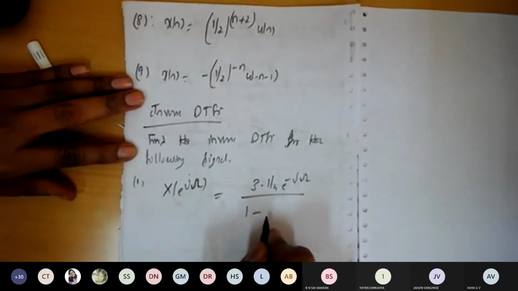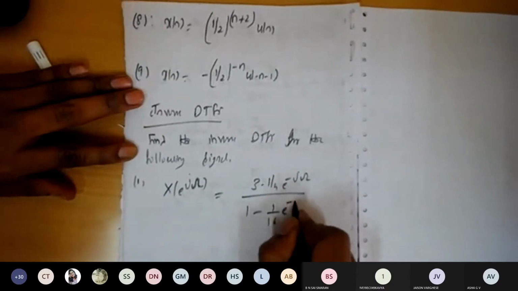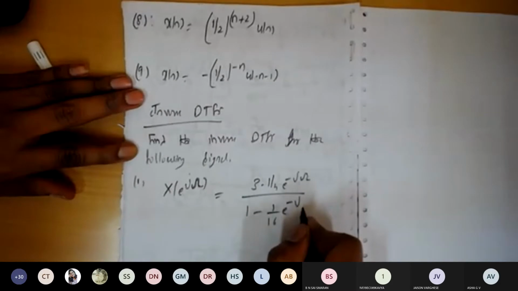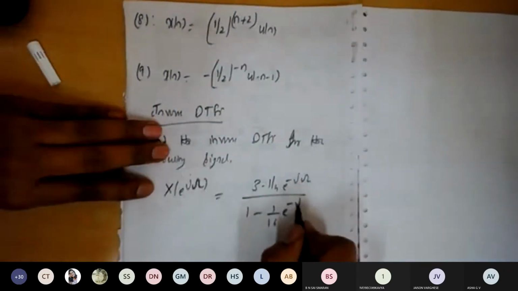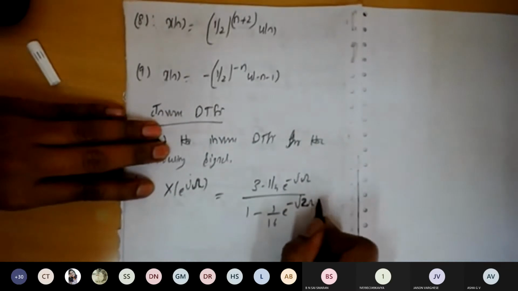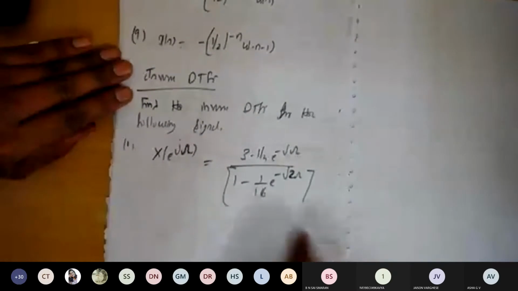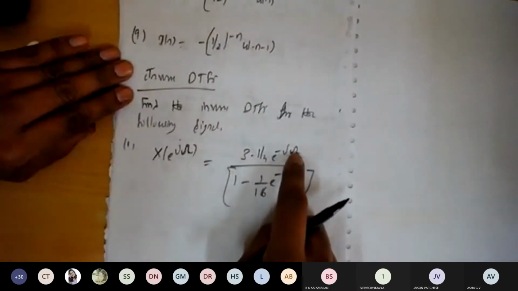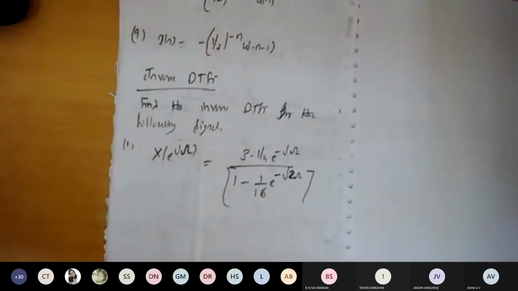So take the problem. It is 1 by 1 minus 1 by 16 into e to the power of minus j2 omega, over 3 minus 1 by 4 into e to the power of minus j omega minus 1 by 16 into 1 minus e to the power of minus j2 omega.